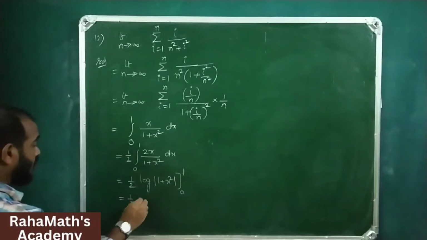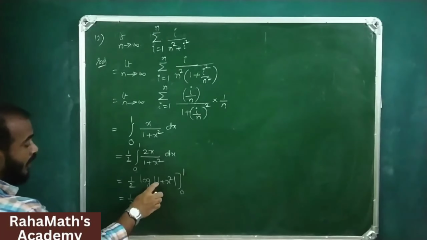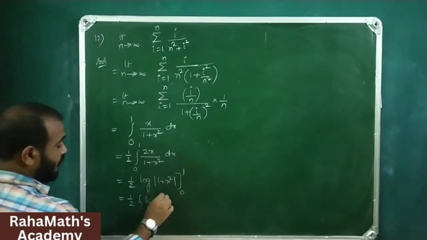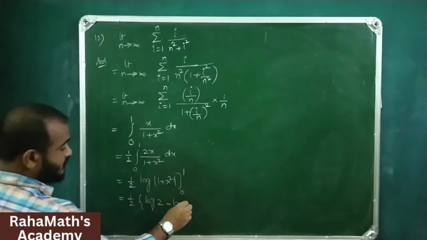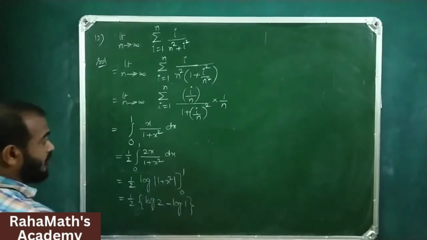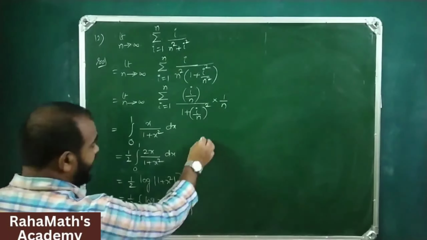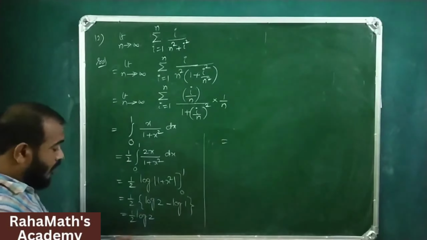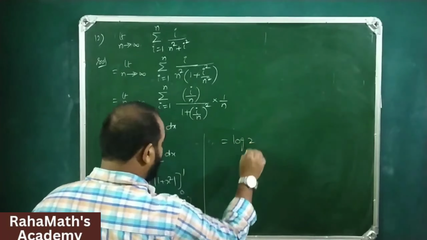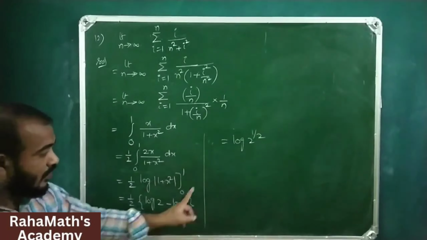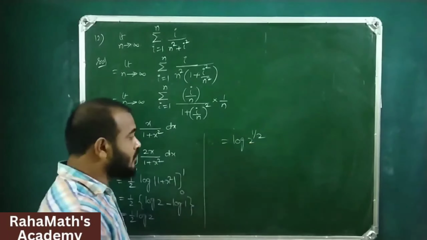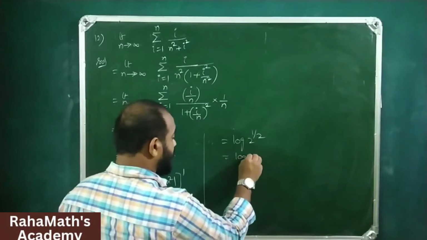So 1 by 2, upper limit log 1 plus 1 square, so this is 2, minus log 1 plus 0 square, so 1. This is equal to 1 by 2. This log 1 value is 0. So 1 by 2 log 2. Further we can write it as log 2 to the power 1 by 2, because m log a is log a to the power of m. So 2 power 1 by 2 is log root 2.